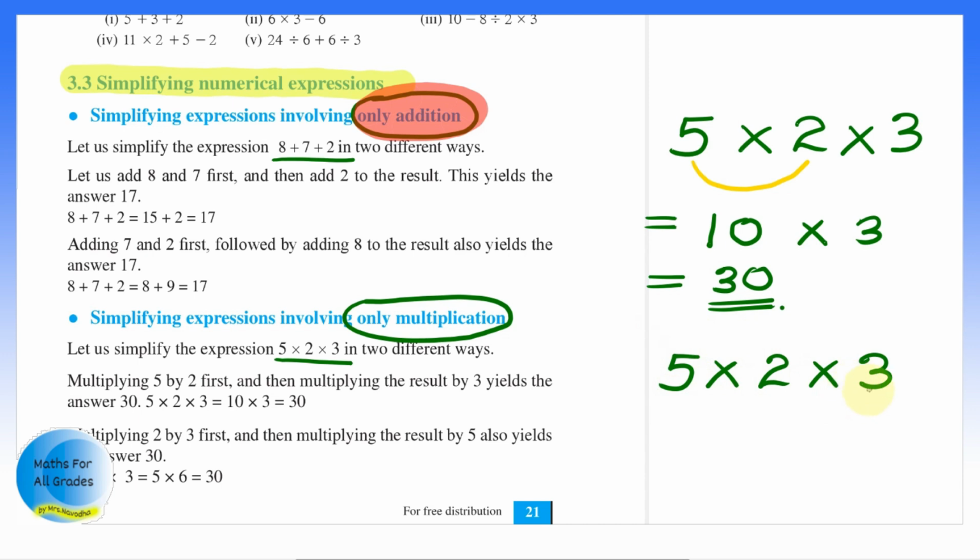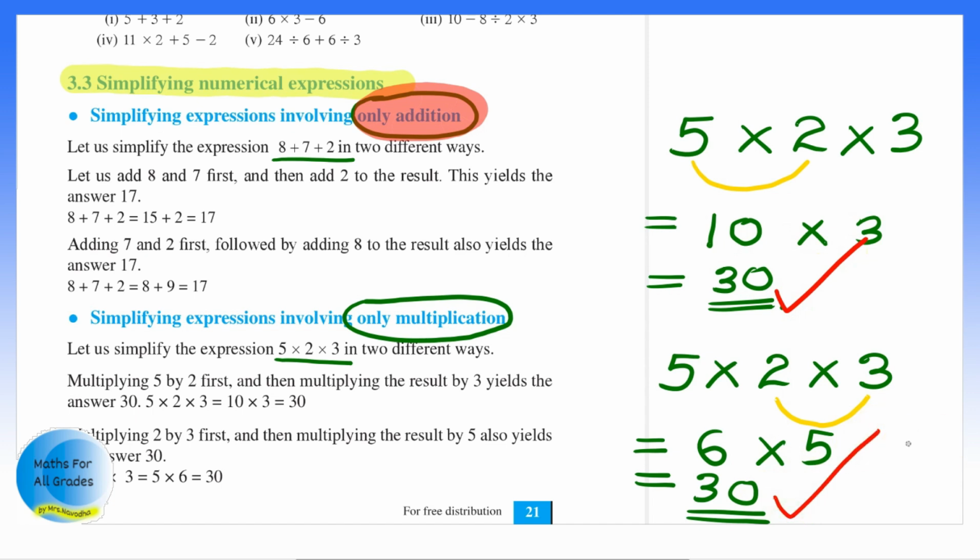This is the same question. Now let's try this way. First I'm going to multiply 2 times 3. 2 times 3 is 6. 6 times 5 equals 30. So you see we got the same answer and both ways are correct. So what you have to learn here is when you get such expressions that contain only multiplication, the order doesn't matter. It doesn't matter where you're going to start, in the beginning, in the middle, or in the end.